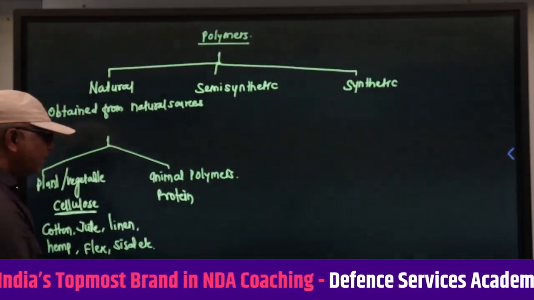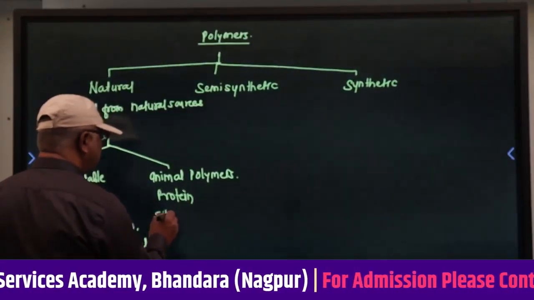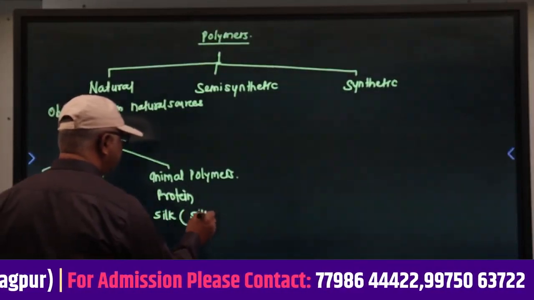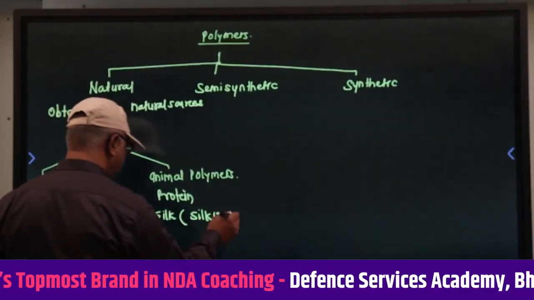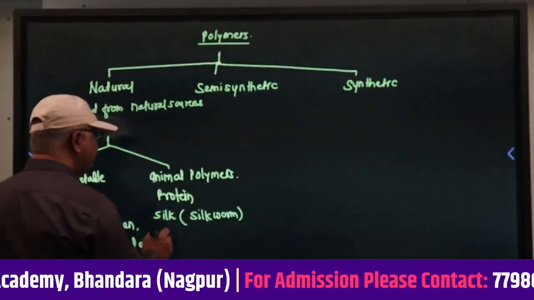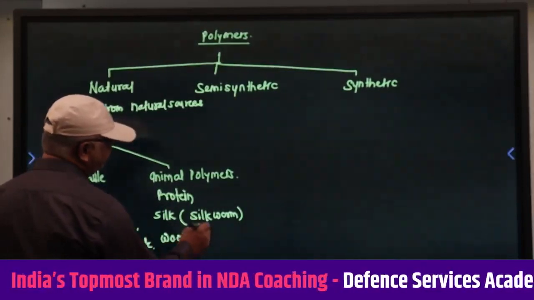Whereas silk is obtained from the silkworm, and wool is obtained from sheep.